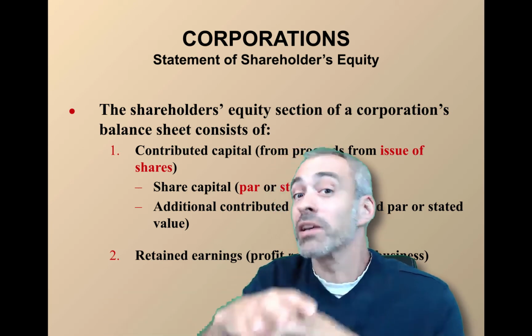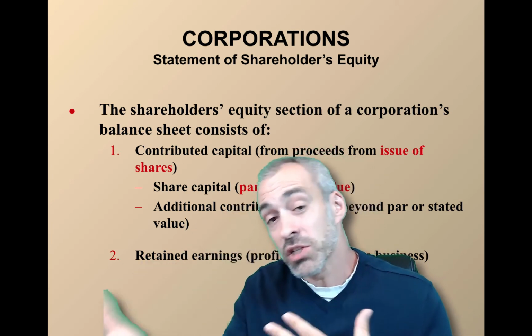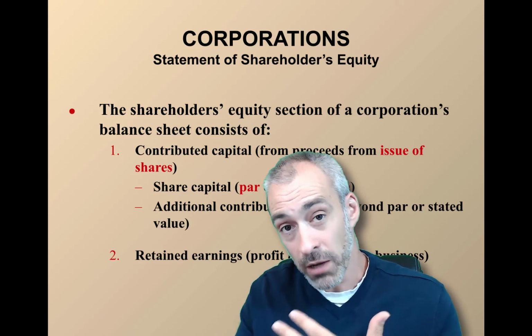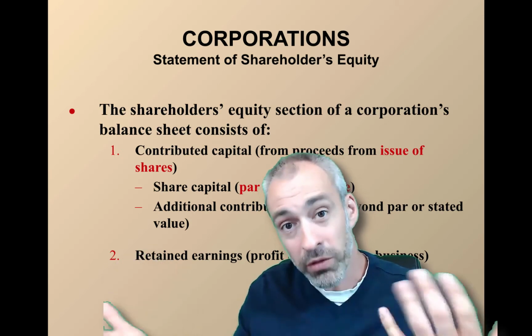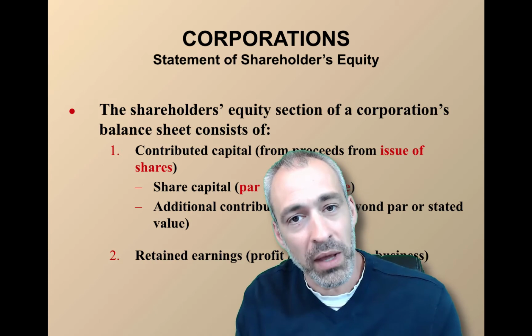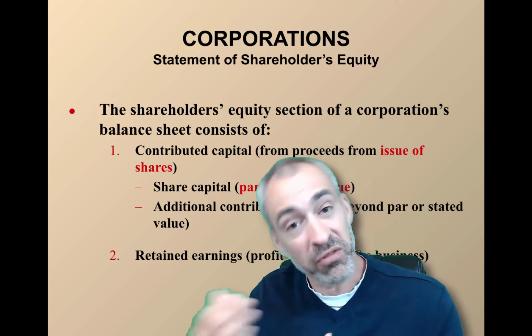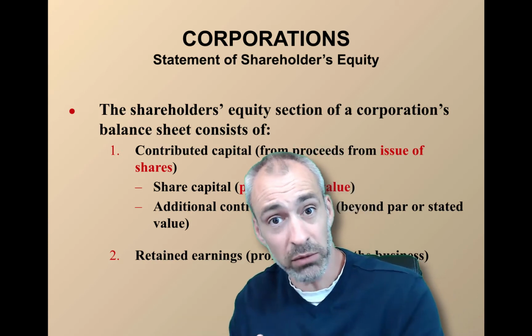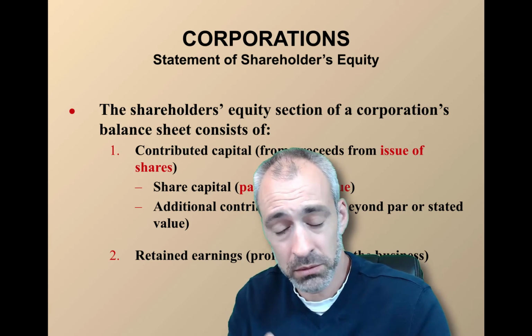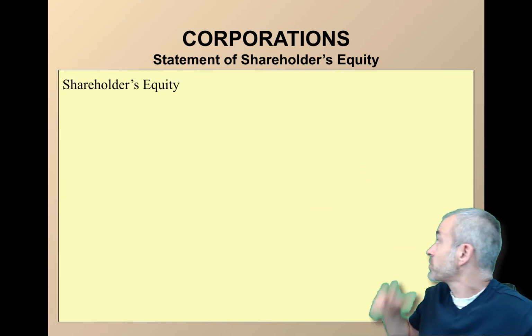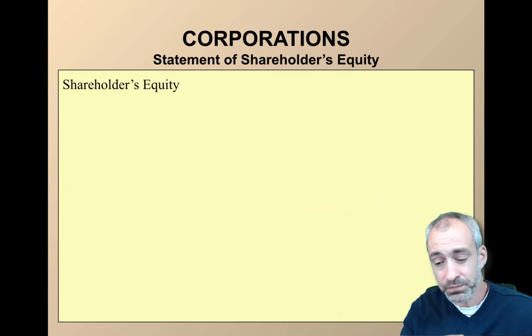So other than the initial amounts that were raised by issuing shares to investors the very first time, all the other profit and wealth and capital of the business will be found in the retained earnings account. Make sense? Okay, example. So here's the shareholders' equity section.